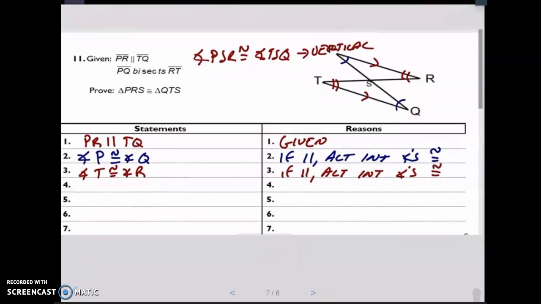Now look at this. PQ bisects RT. So RT is the thing getting bisected. PQ bisects RT. So we know that TS is congruent to SR, because RT is getting cut in half by PQ. Because if bisect, then congruent.